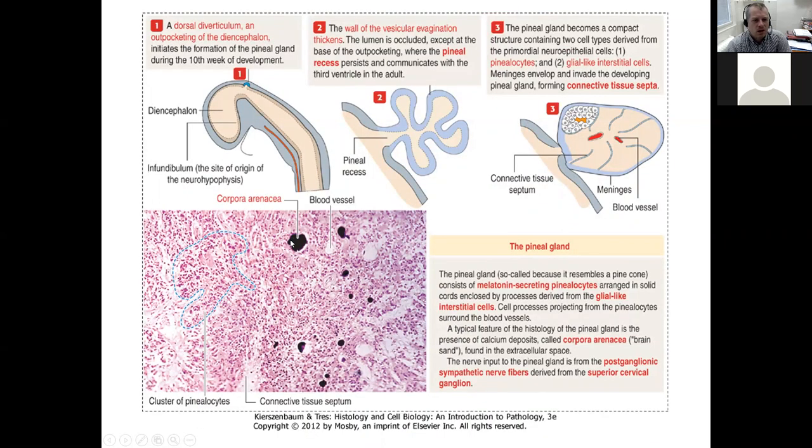We move to the pineal gland. This is to illustrate the brain sand, the corpora arenacea. It's important because you will later on see these, for example, in X-ray. If you make an X-ray of the brain of an adult, you will see some concrements that are absorbing the X-ray. So think about the brain sand, if that would be in the midline normally, where the epiphysis is supposed to be.